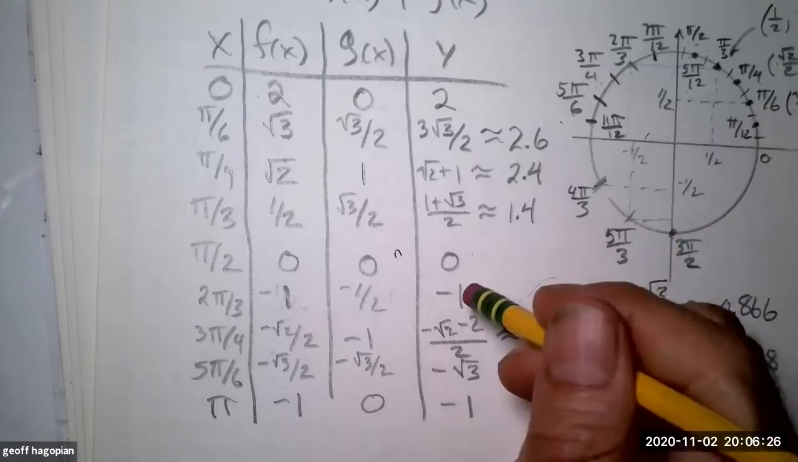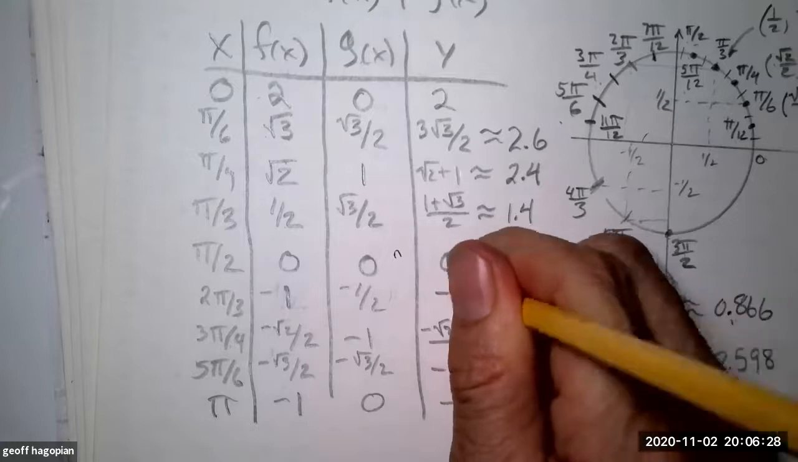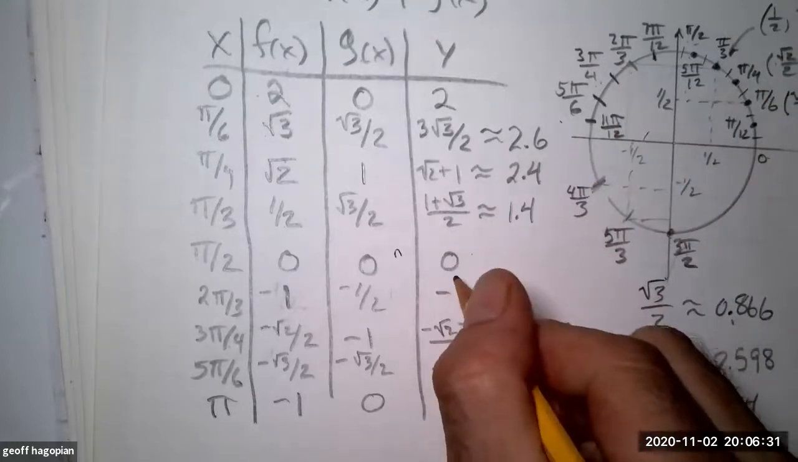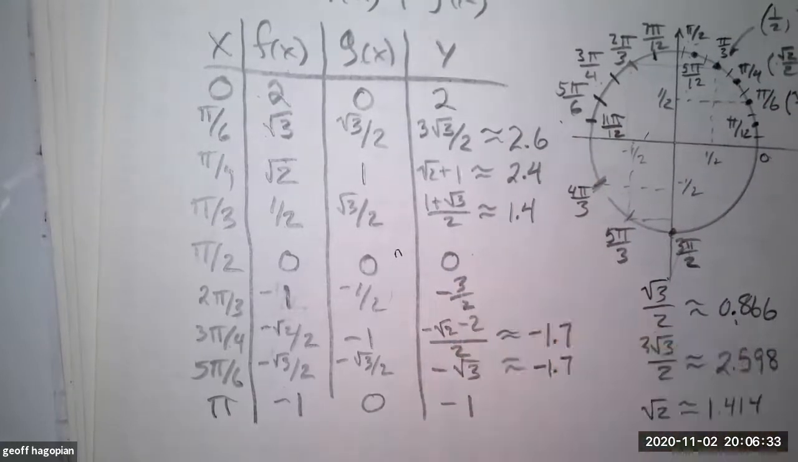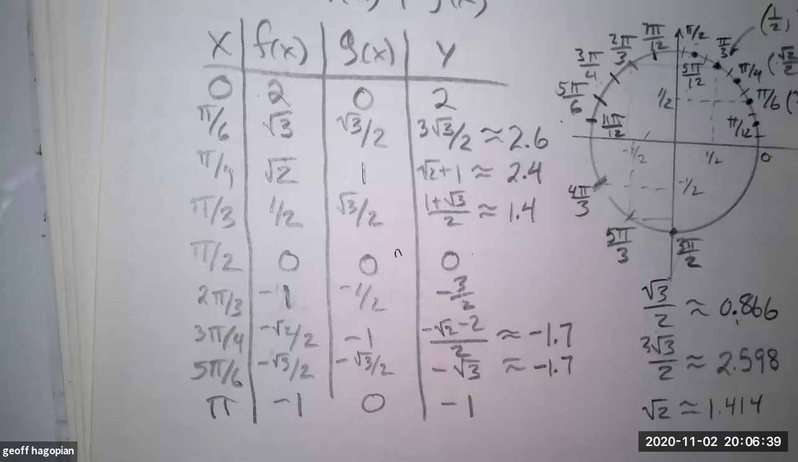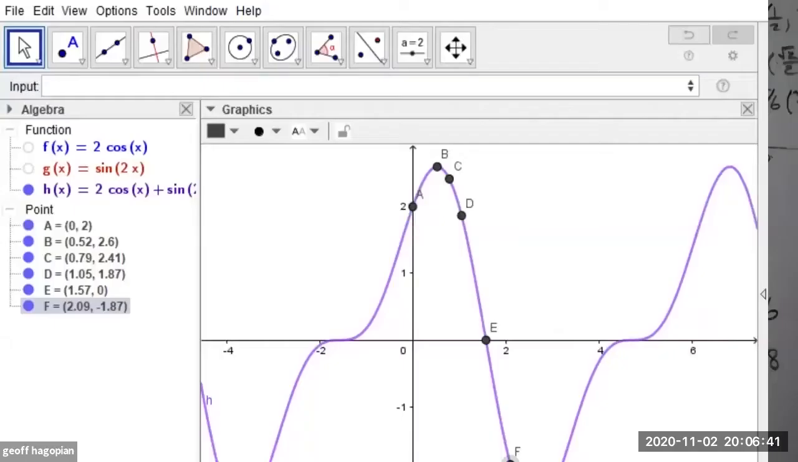So this should be -3/2, right? That's not what I'm getting on my diagram, on my GeoGebra. So let's go to GeoGebra and see, what did I do here? What is this point? 2 pi over 3, h of 2 pi over 3.